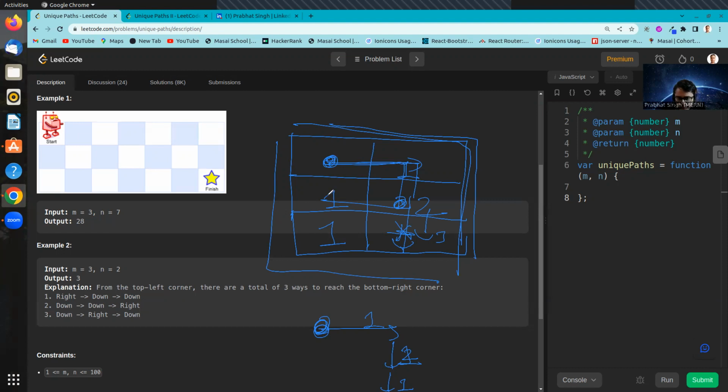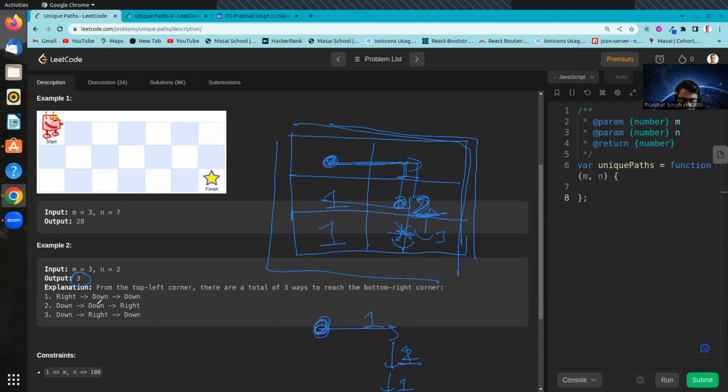Total path we have to assume. 1, 1, and the unique path is right, down, down, right. Because it's the same thing now. Either we go from here for this path or this path. I think it's similar. That's why answer is 3.